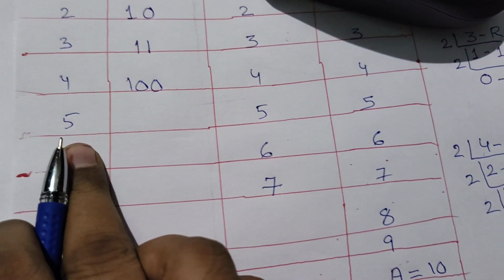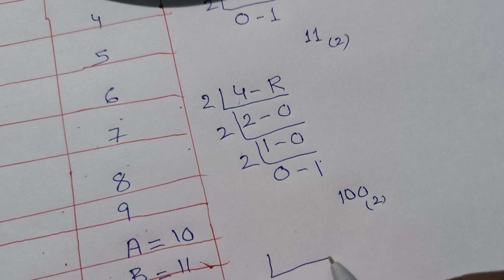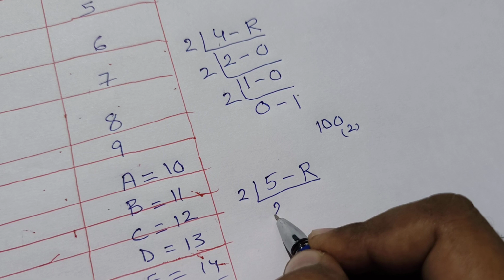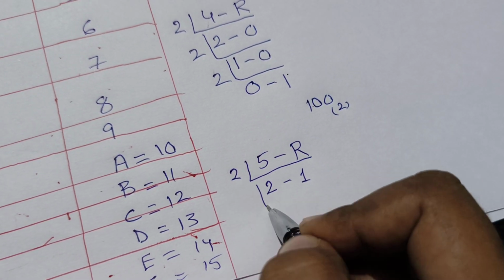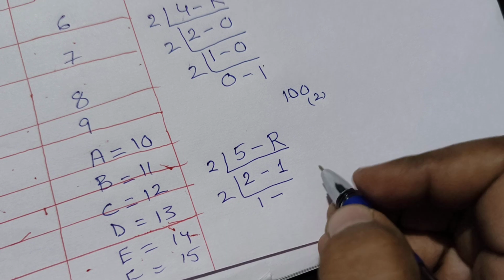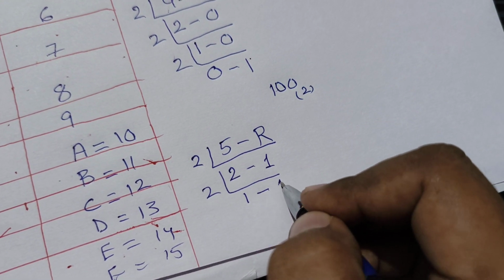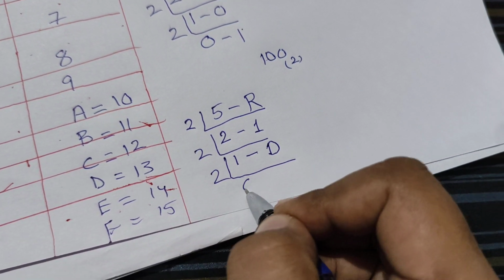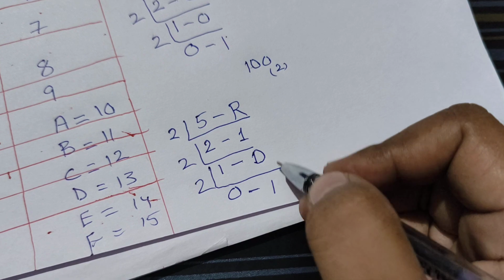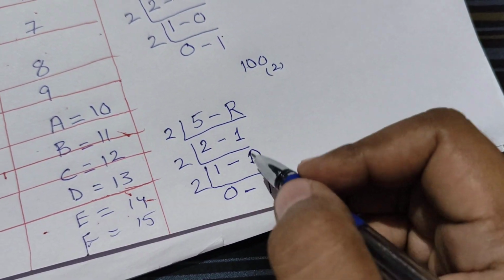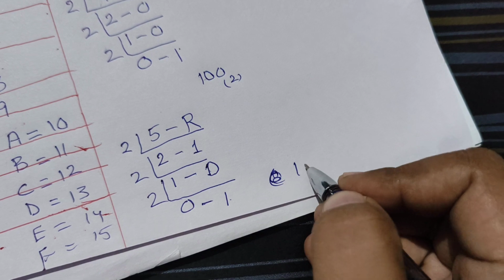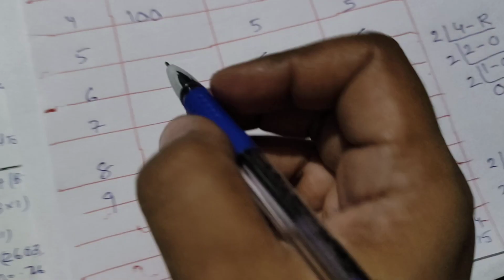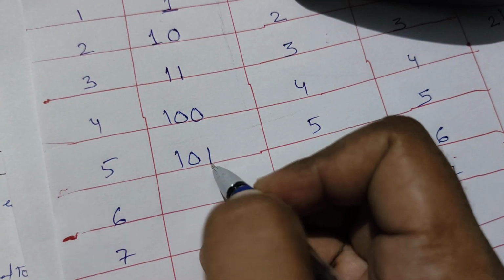Next term we have 5. 5 is divided by 2. 2 2s are 4, remainder is 1. 2 1s are 2, remainder is again 0. Now it is 2. Here we will put 0 and 1. From bottom to top the remainders are 1 0 1. It is 1 0 1 to the base 2. So this becomes 1 0 1.